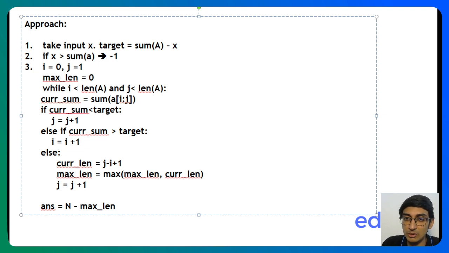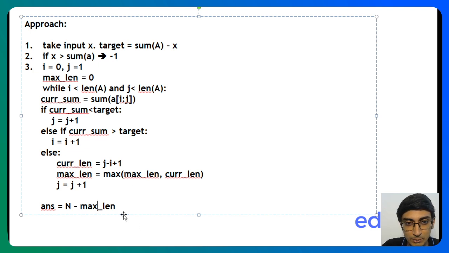When is max len going to be 0? Max len is going to be 0 when you found that the entire subarray has to be taken, or you didn't really update any value. So if max len is 0, all you need to do is check if the sum of the array is equal to the target.